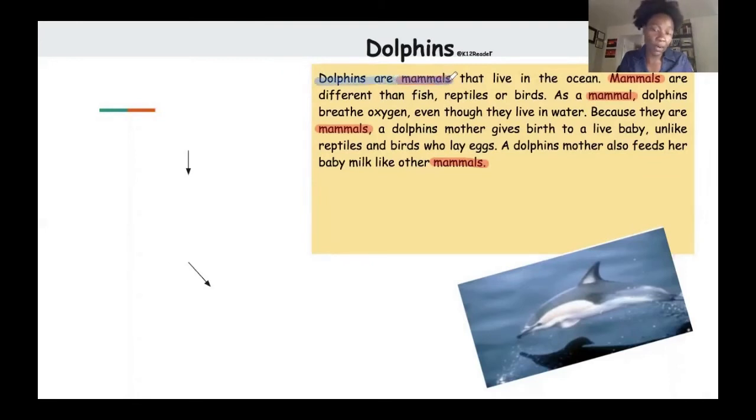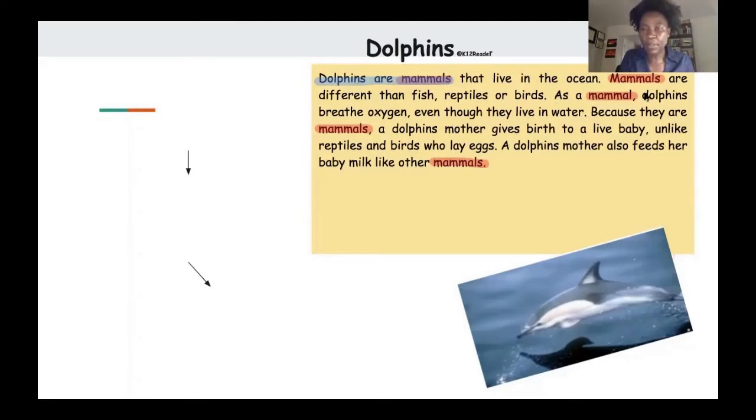So right here, that's going to be my first detail that tells me what the author wants me to know about dolphins. The author wants me to know that dolphins are mammals, but I need to have the evidence to prove that dolphins are in fact mammals. So now let's go through the passage to see what evidence there is to support that dolphins are mammals.